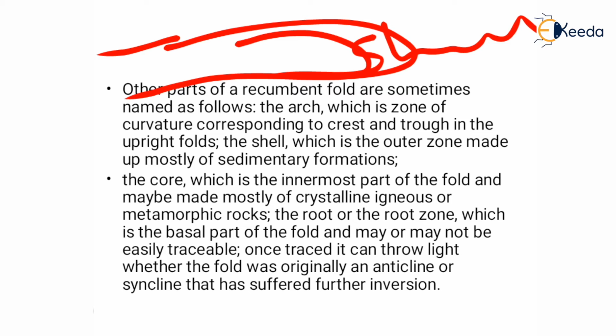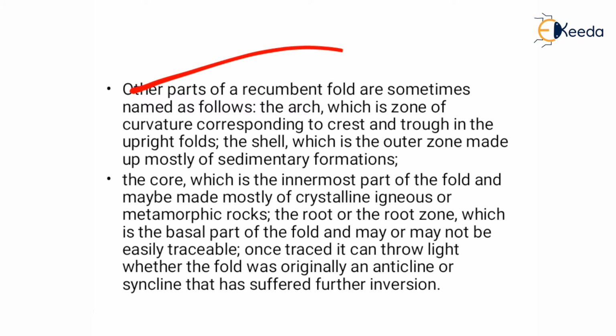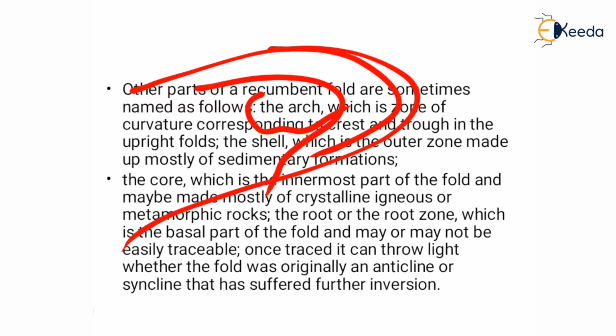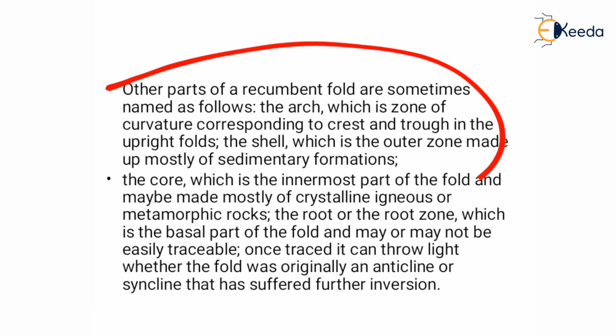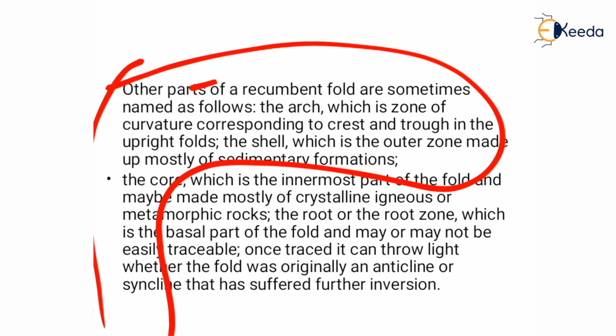See, this is the rock, in which this portion is made up of shale and the outer portion is made up of sedimentary formation, and the inner portion present is the core, which is the innermost part of the fold and may be made up of mostly crystalline igneous rock or metamorphic rock. The root zone, which is the basal part of the fold, may or may not be easily traceable. Once traced, it can throw light on whether the fold was originally an anticline or syncline. The further inversion. See, this is the recumbent fold in which this area is made up of shale.